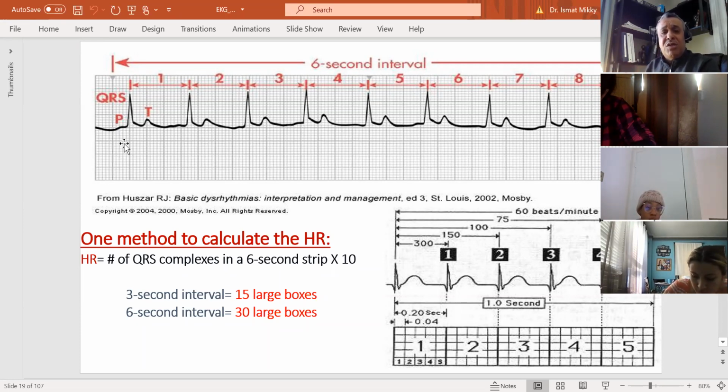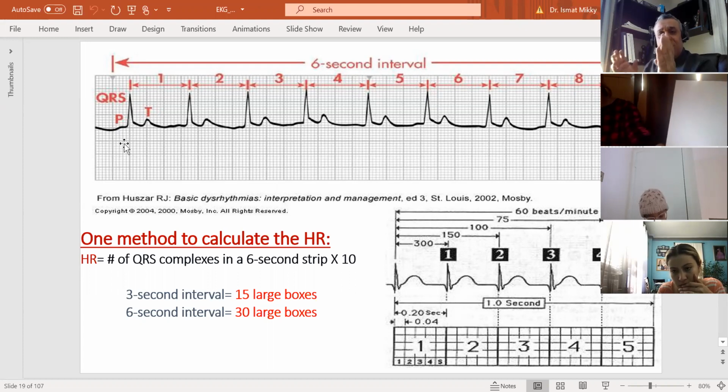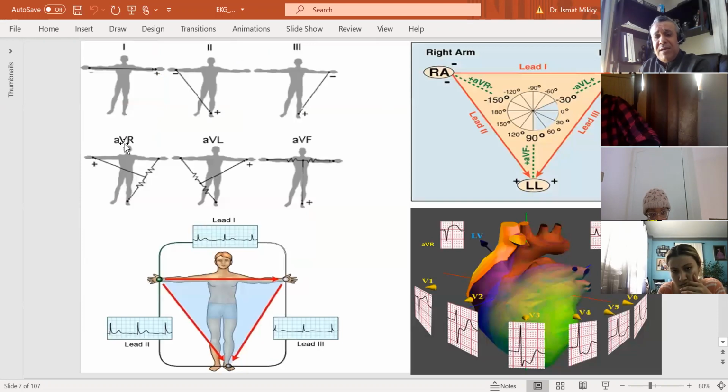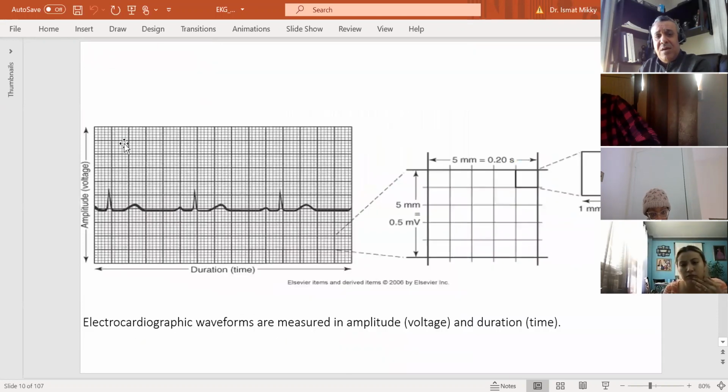Because if you are going to analyze for heart rate, it's not going to give you the correct answer, or analyze for anything. So the first thing, you get the strip, and then you identify the period or the area, which is the 6-second interval. So this is the first thing. What's the method of calculating the length, or the 6-second interval?